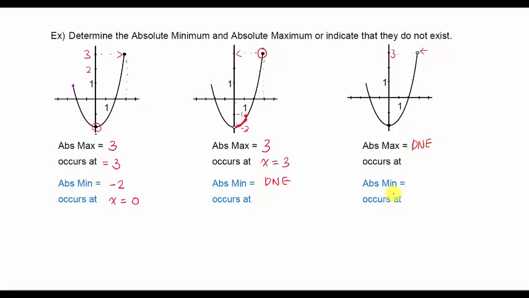What is the absolute minimum though? Do you have an absolute lowest function value in this graph? Yes, it is. This is the lowest function value, which is -2.